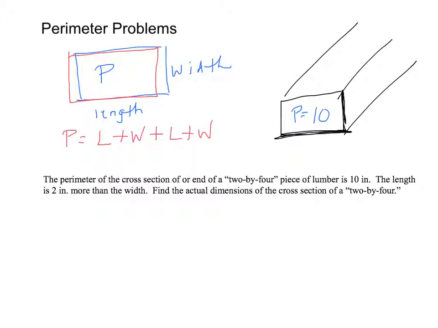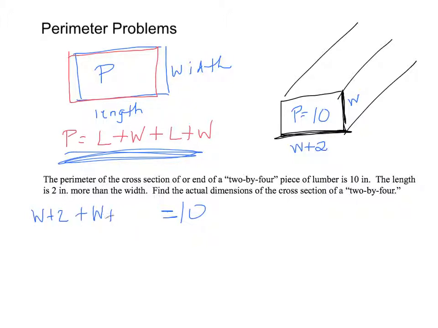Alright, so I know in this example that the perimeter is 10. I also know that the length is 2 inches more than the width. So if I let the width be W, then all I have to do to find the length is to add 2 to that. So the width is W and the length is W plus 2. I can easily fill in this equation using this information. So the perimeter is 10 and the length is W plus 2 plus the width W plus another length W plus 2 plus W.